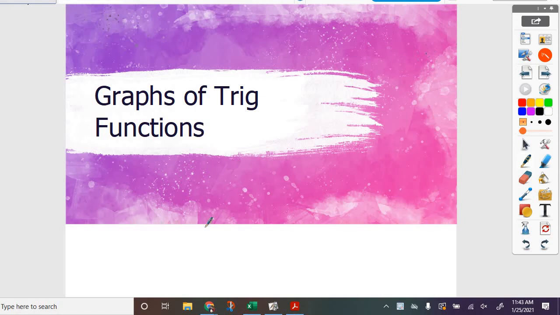Hey, so have we seen a trig graph before? Yes. Do you recall what they look like? Squiggles. I mean, that's an accurate description. So yes, squiggles would kind of be what they look like.